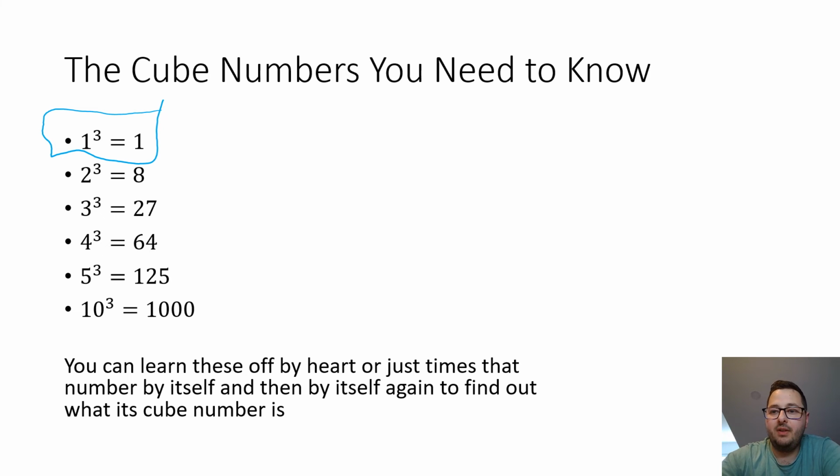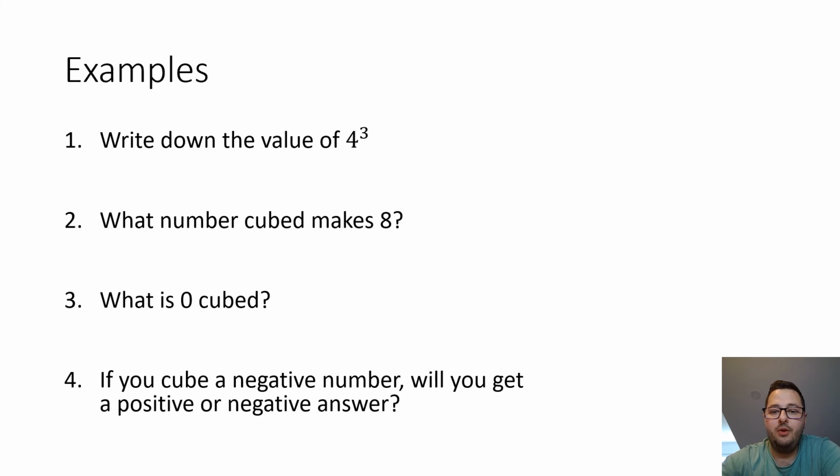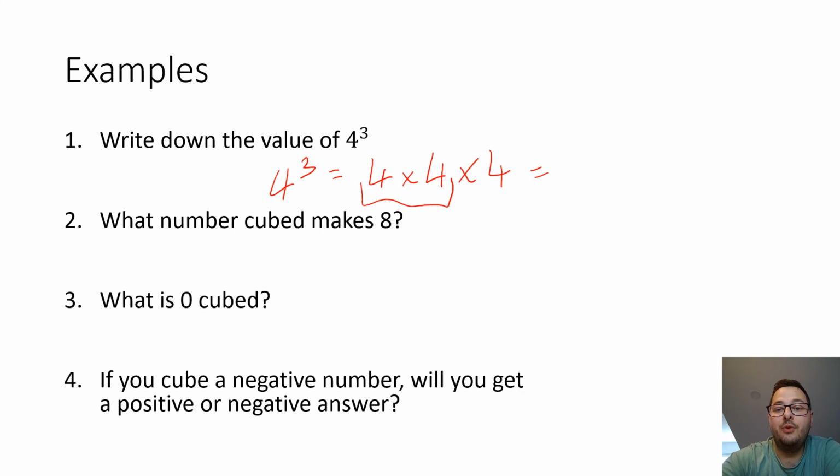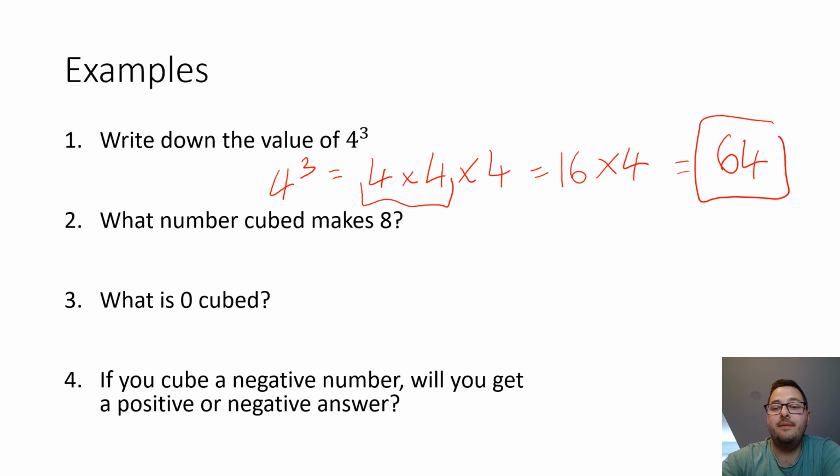All right. So let's just do a few more questions and then we're done. So question number 1, write down the value of 4 cubed. So let's grab a different colour. So 4 cubed is just going to be 4 times 4 times 4. Okay, if you haven't learnt it, so let's do 4 times 4 first. That's going to be 16. And we want to times that by 4. And 16 times 4 is going to give you 64. And that's our answer.